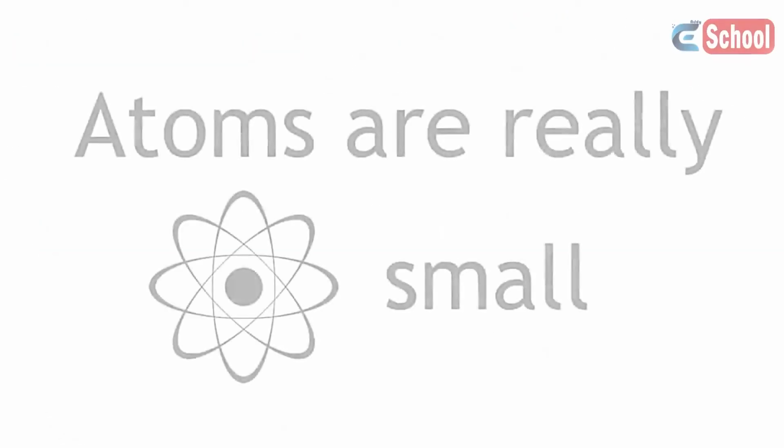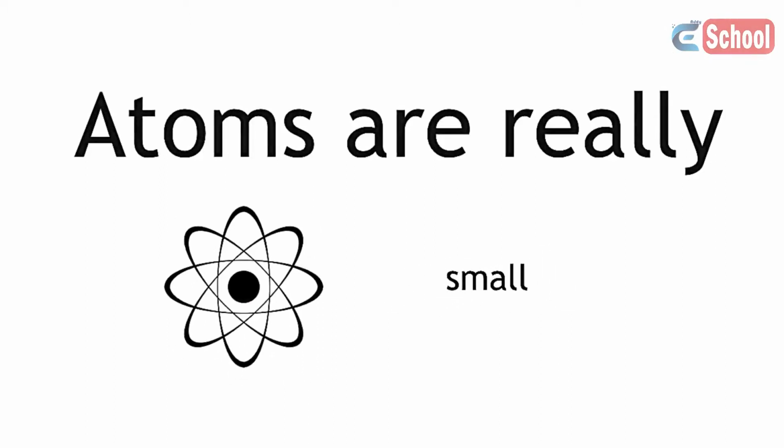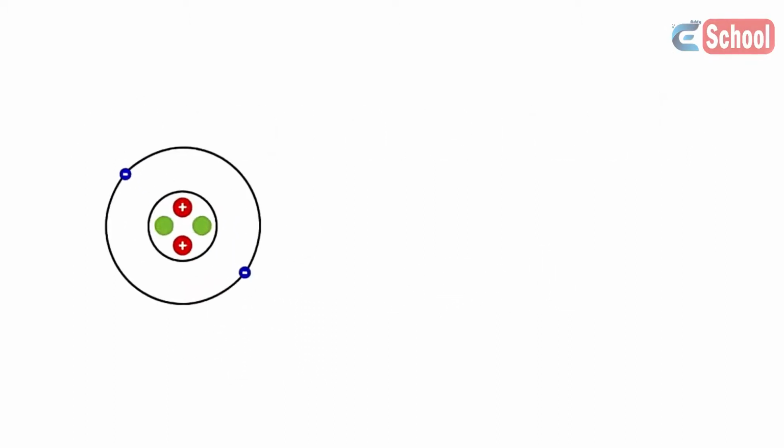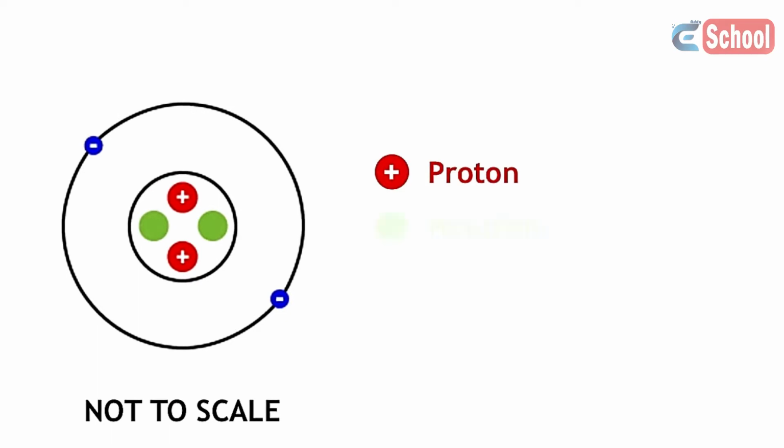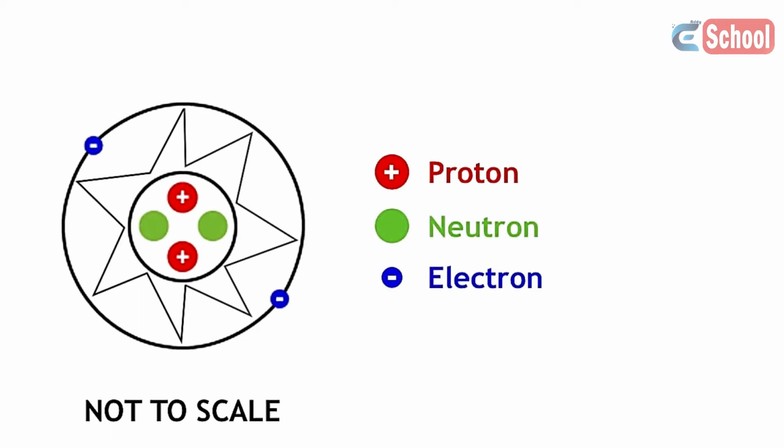We already know that atoms are really small, but we can get smaller. If we zoom into an atom, we find that it is made up of protons, neutrons and electrons, and a lot of empty space.